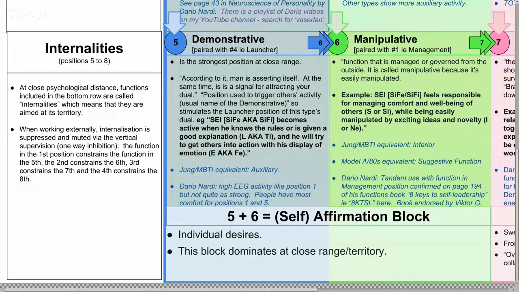So this function is in this block, which is the self-affirmation block. In the blue one, FI is in there, so ESFP like staying true to themselves, and NI, well, we'll see what that looks like in a moment.